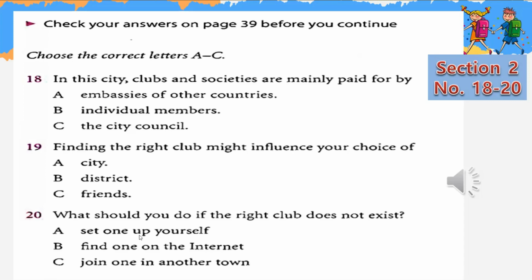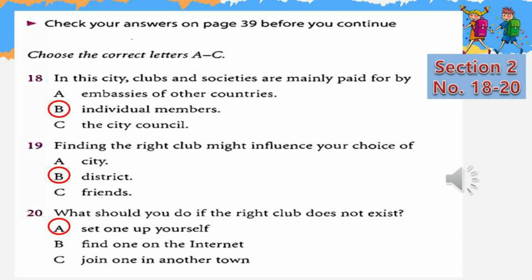And then for number 20 here, the answer will be A because of the keywords, then you can start your own. Although the speaker says to use the local small ads on the internet, then you can start your own. So the correct answer is set one up yourself. Yeah, but I try to give you a mark here that this is B, number 19 is B, and the last, number 20, is A.